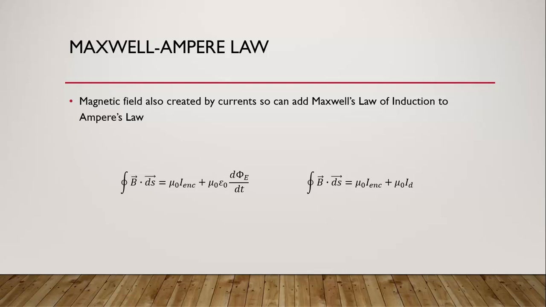What we get is an equation that says you can do two things to induce a magnetic field. Have current going through a closed loop, but you can also be changing the electric flux through that closed loop. So both of those things induce a magnetic field.